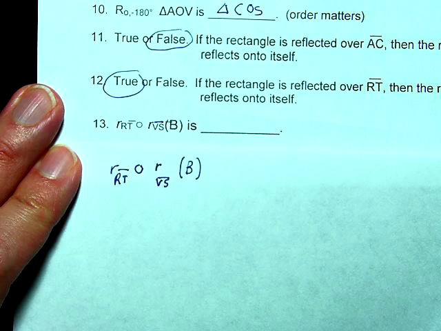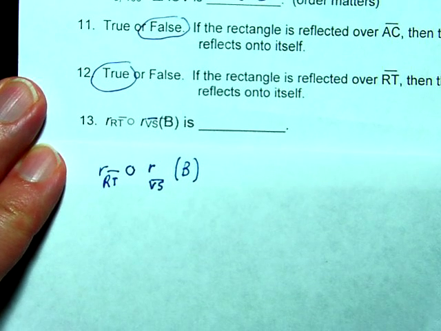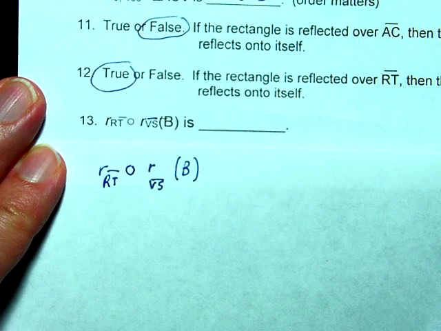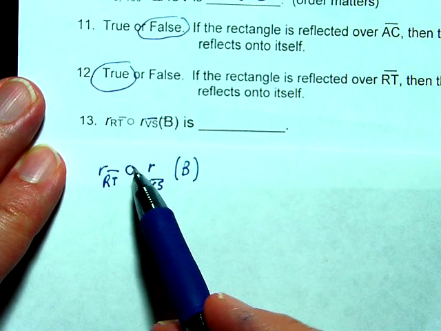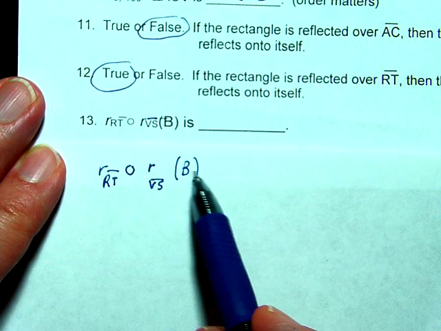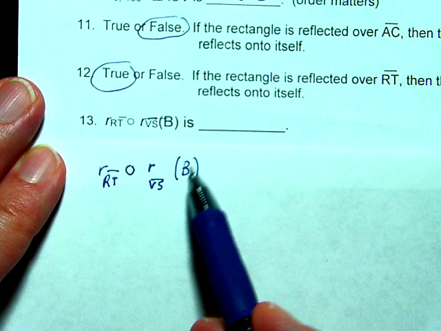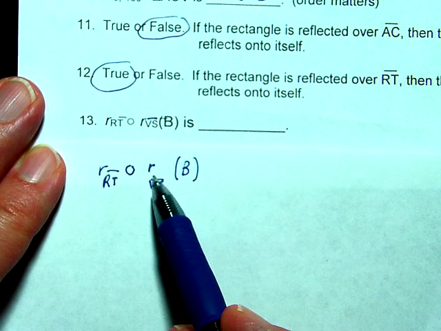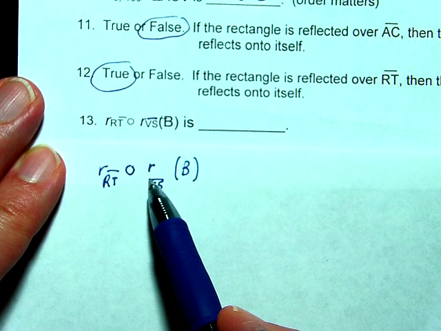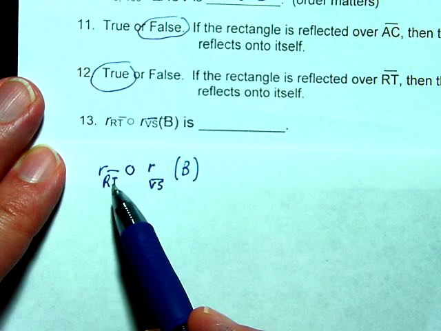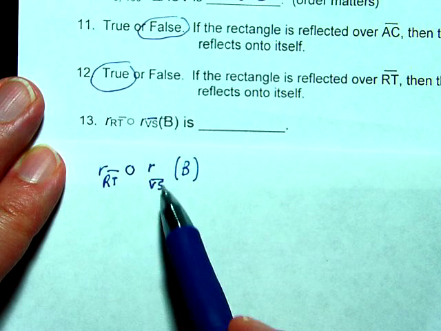We talked briefly about composition before, and we said that a composition is essentially doing two things consecutively. First, doing one kind of transformation, then doing a second kind of transformation. So what this symbol is saying is that we're going to take the composition, and it's all acting on point B. We're first going to reflect point B across line segment VS, and then we're going to reflect it across line segment RT.